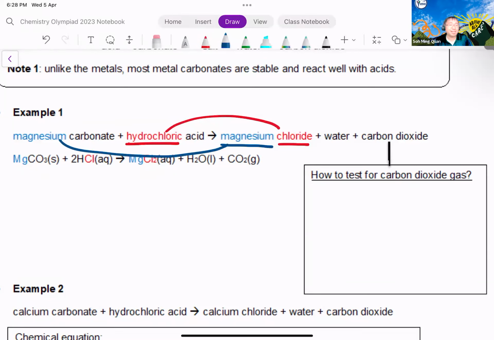Okay, so this is acid plus carbonate. So it produces salt plus water plus carbon dioxide. To test for carbon dioxide, we bubble the gas into lime water.